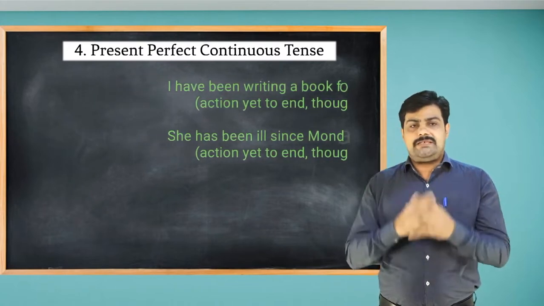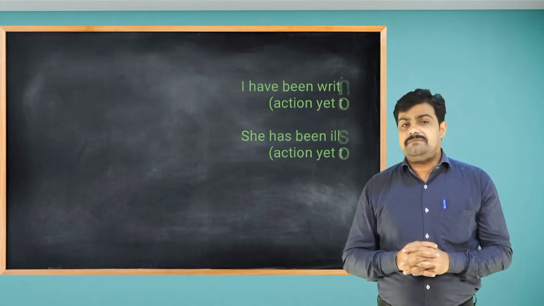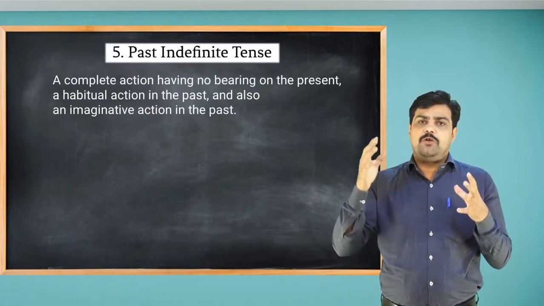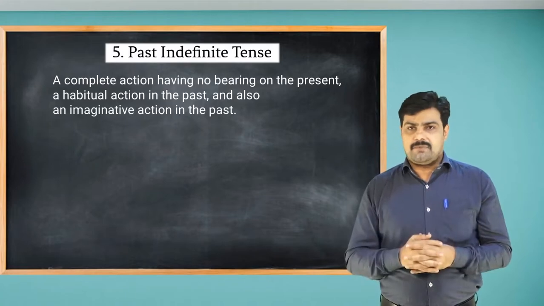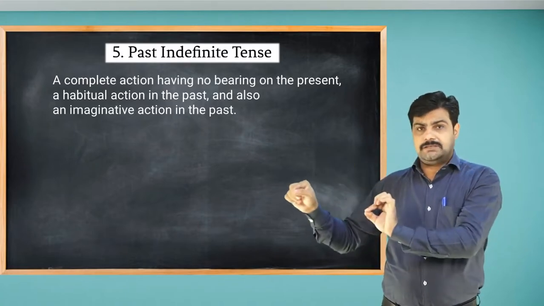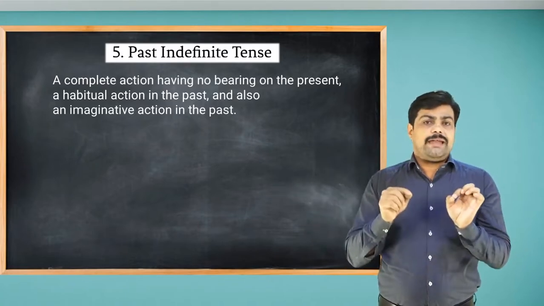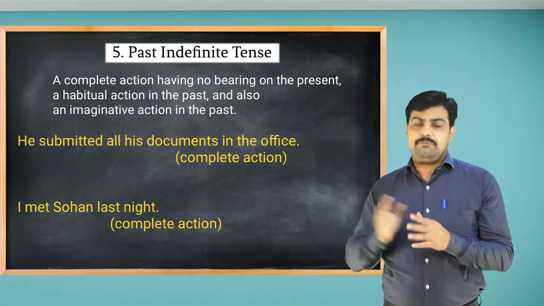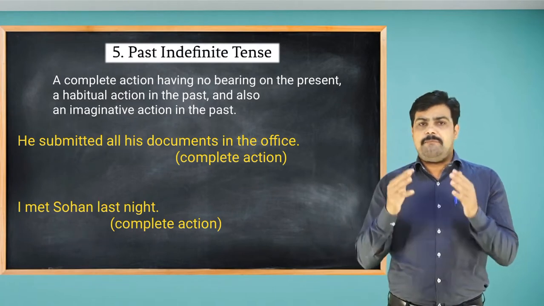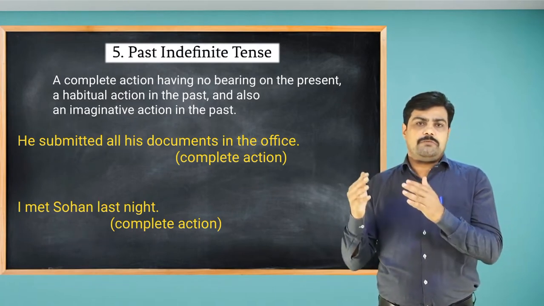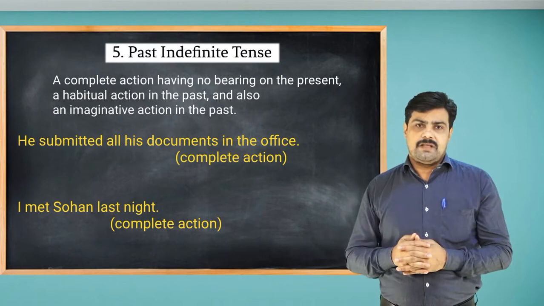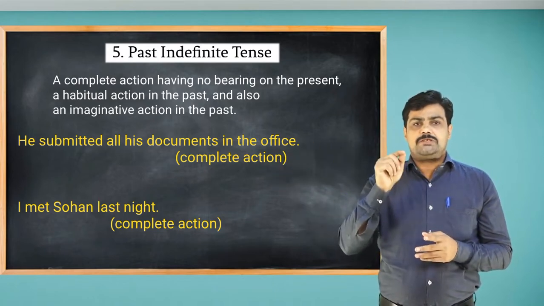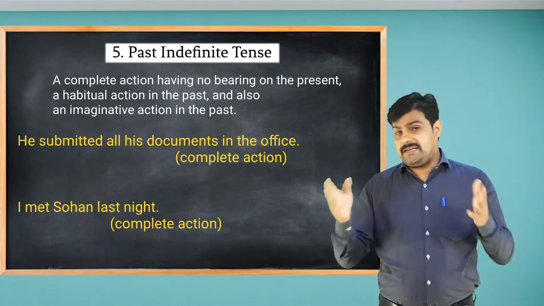Let's take another tense, that is past indefinite. This tense denotes a complete action having no bearing on the present, a habitual action in the past, and also an imaginative action in the past. These are the examples before you. He submitted all his documents in the office. Now the action is complete in the past. I met Sohan last night. A complete action there also.